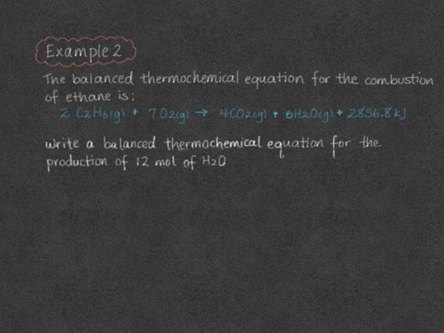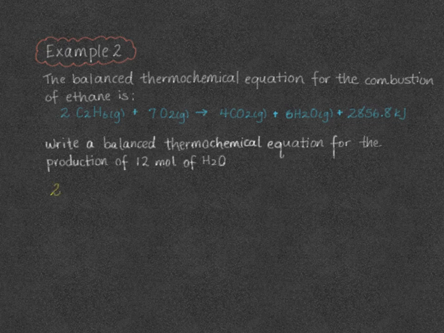Our second example is the balanced thermochemical equation for the combustion of ethane, which is 2 ethane molecules plus 7 oxygen molecules forms 4 carbon dioxide molecules plus 6 water molecules and 2,856.8 kilojoules of energy. Write the balanced thermochemical equation for the production of 12 moles of H2O. So that 2,856.8 kilojoules is for 6 moles of H2O.